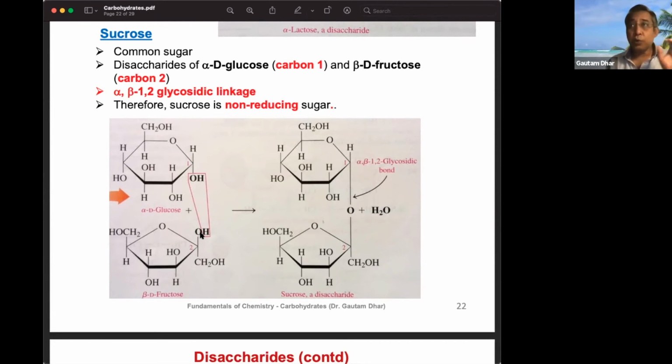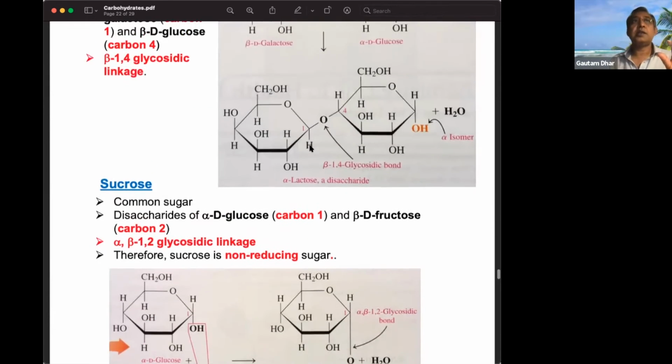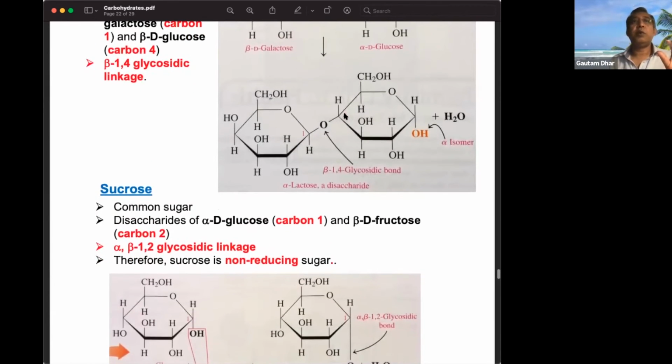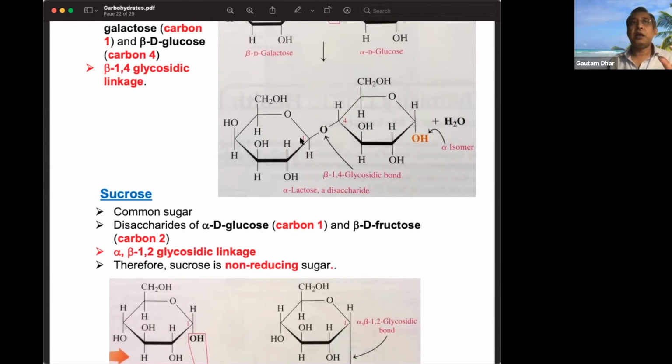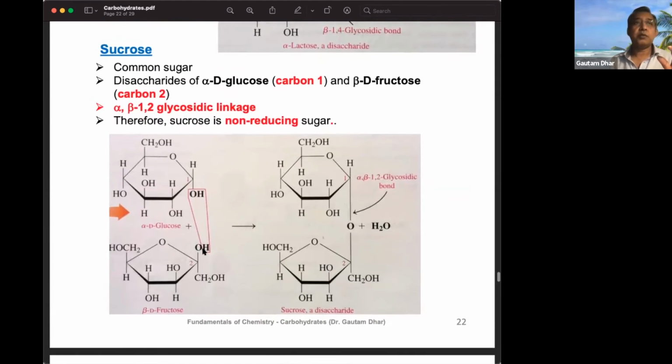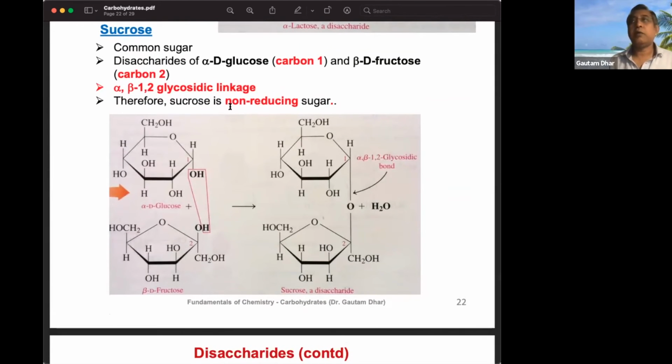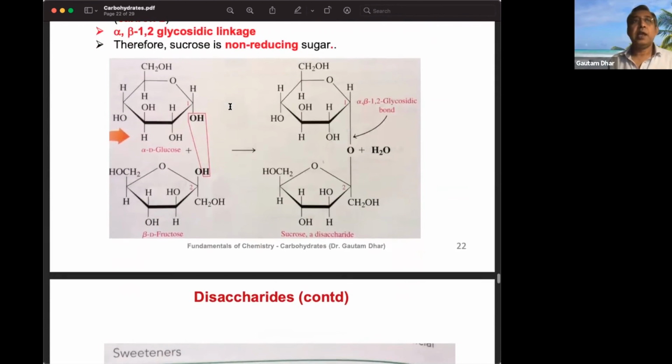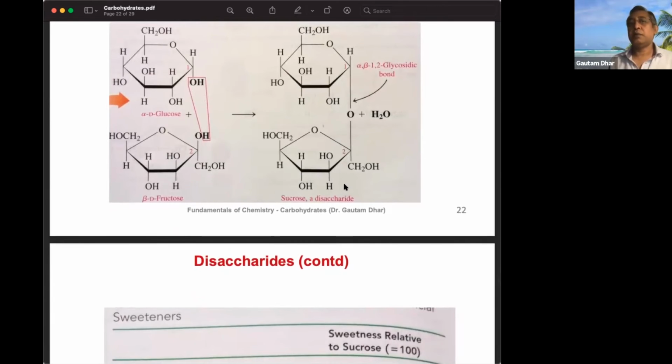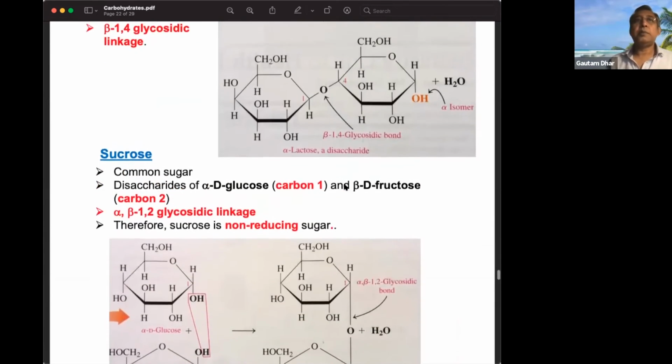Now, because both are anomeric, we are concentrating on the anomeric carbon. In the other cases, we didn't have to do both, because carbon number 4 is not anomeric. So we just said beta, depending on number 1. But here both are anomeric carbons, so we have to say alpha beta 1,2 glycosidic linkage. And the product, because the anomeric carbon is blocked, we don't have to say anything. So just sucrose. Sucrose will not have alpha sucrose or beta sucrose. So we have 3 then.